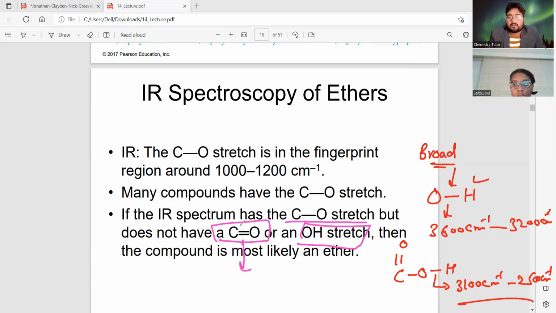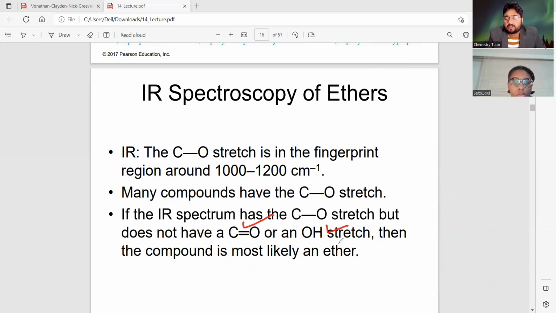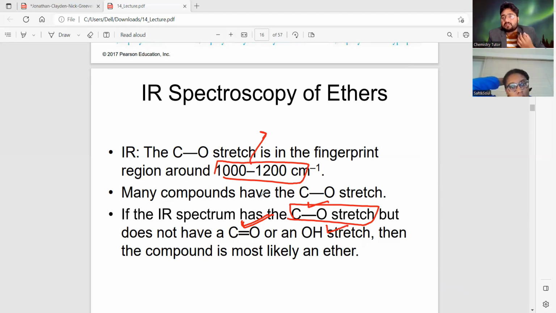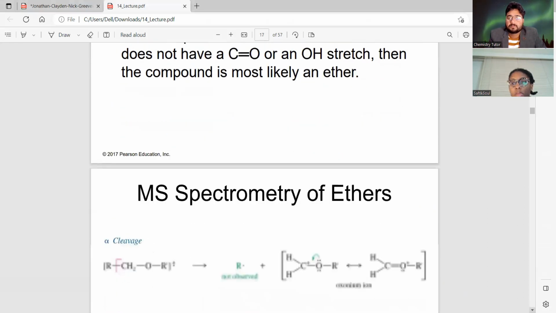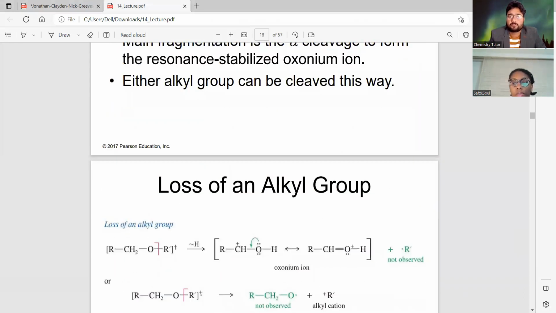So if you don't have a peak of the carbonyl group and you don't have a peak of OH stretch, then it is confirmed that the compound contains a carbon-oxygen stretch at 1000 to 1200. If both the carbonyl peak and the OH peak are absent, and you are getting a peak in the range of 1000 to 1200 centimeter inverse, then it is a clear indication that the compound contains a carbon-oxygen single bond, which is known as ethers. Got it? Okay, perfect.